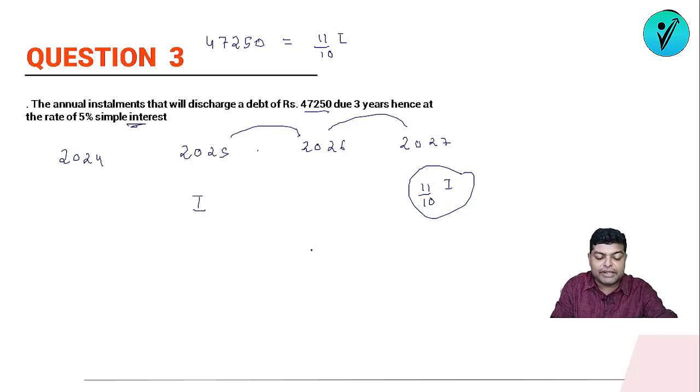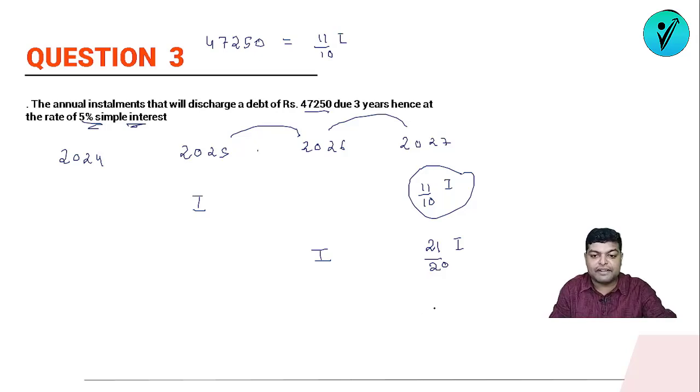The second installment will be paid in 2026. So what will be the value of this installment at the end of 2027? So since the rate of interest is 5%, it will increase by only 5%. तो अगर ये 5% से increase होगा, it will be 21 by 20 times of I.